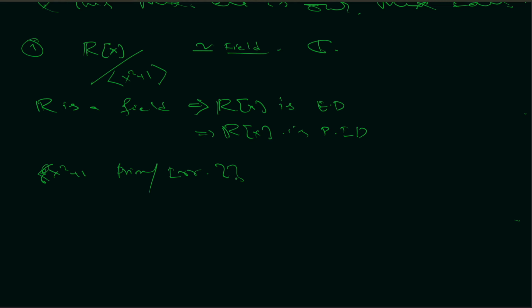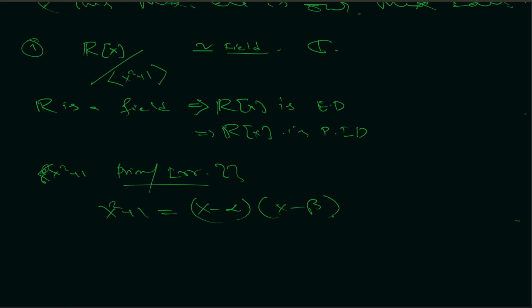So it is irreducible. If it is irreducible, you are in a PID. Either you show it is irreducible or prime, they both are the same. That means in a PID, every irreducible is prime and every prime is irreducible. There is no change. That's up to you. So is it irreducible? Suppose this x square plus 1 can be written as a product, x minus alpha, x minus beta, right?